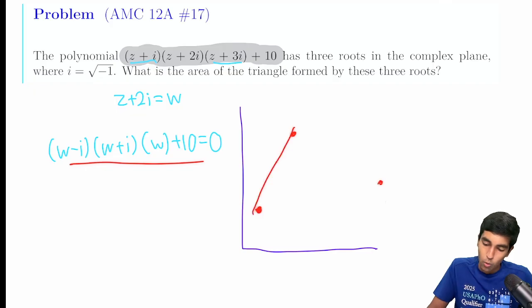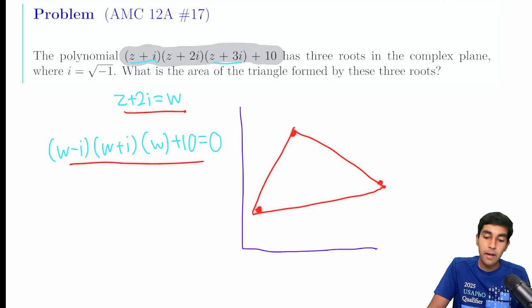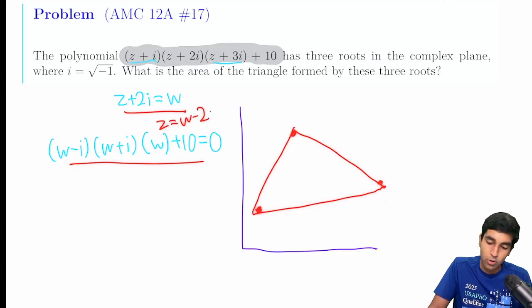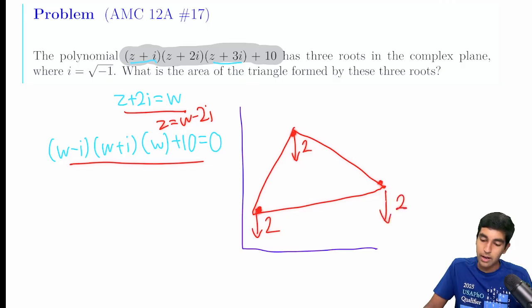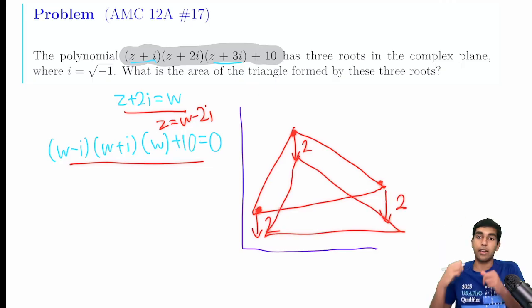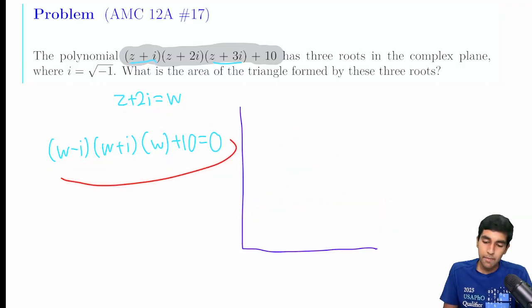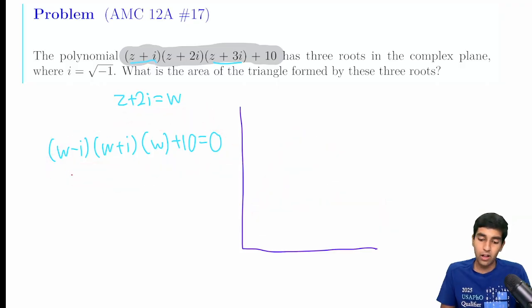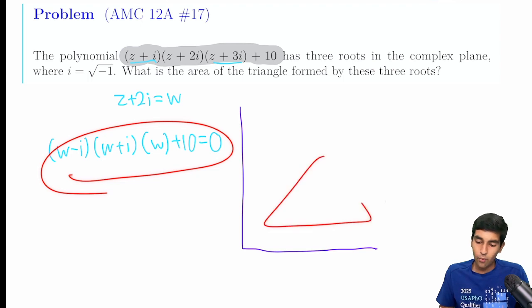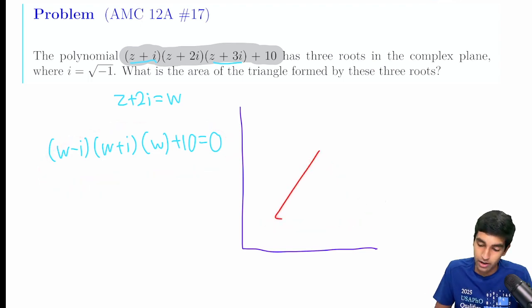that make the equation 0, whatever z is, it's just going to be shifted, right? z plus 2i, z is equal to w minus 2i. We would just shift all of these points down 2 units to get our new triangle for z. And it's the exact same area because we're just translating the triangle down. So it's the same thing as just finding the area of the triangle with 3 roots here, and that will just give us whatever we wanted here.